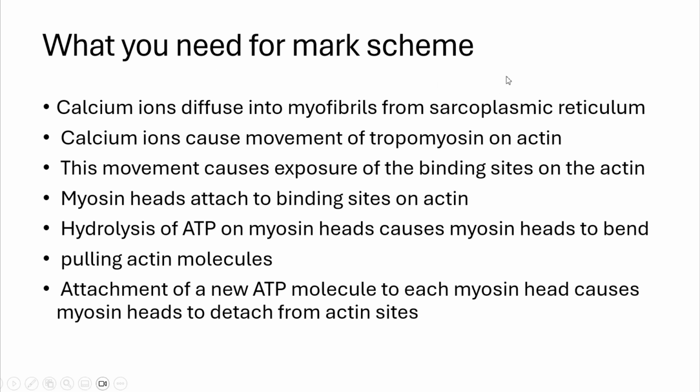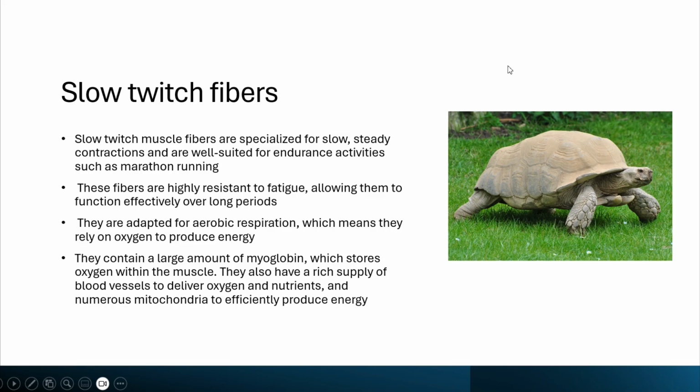So that's all that you need to say for the mark scheme. That will get you the maximum amount of marks. Normally it's like 5 marks, so you just need to say 5 of these things, and it will give you the maximum. Alright, slow twitch fibers.